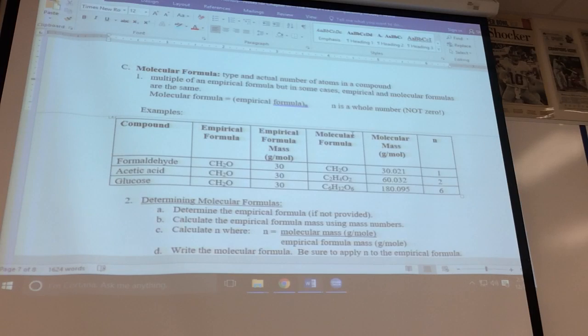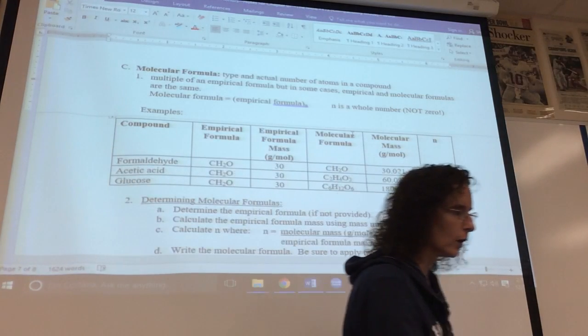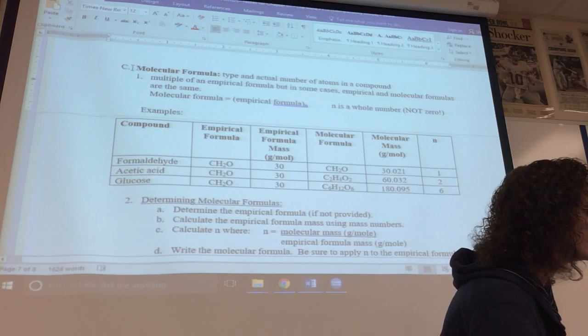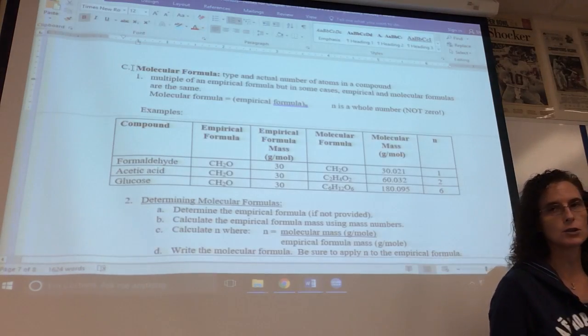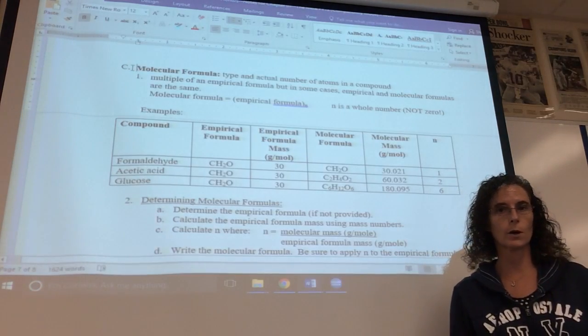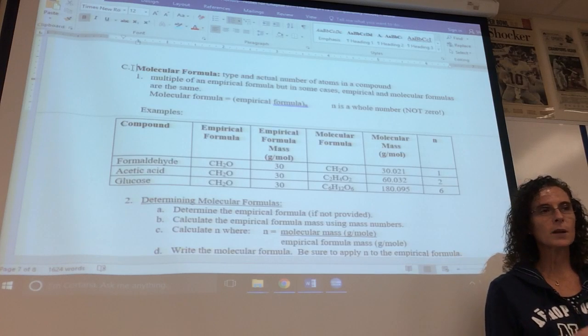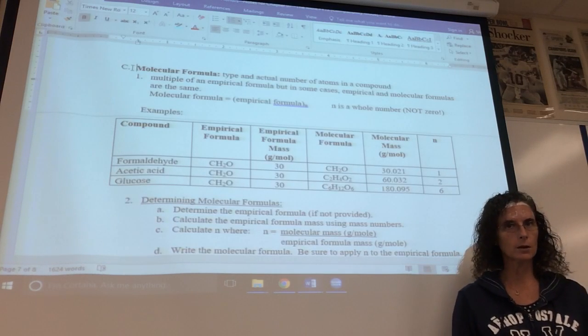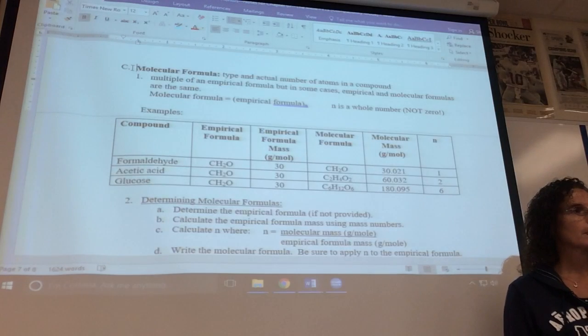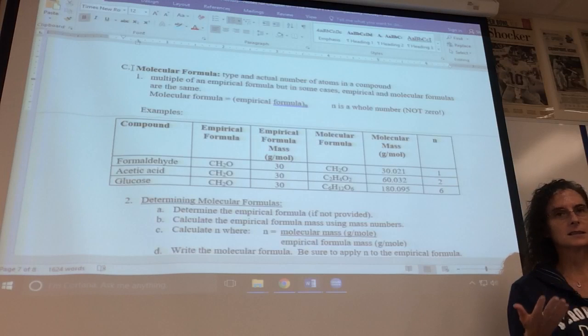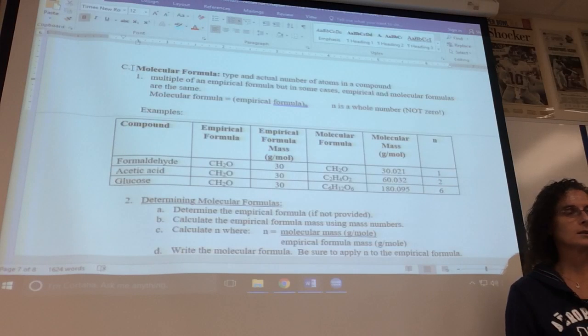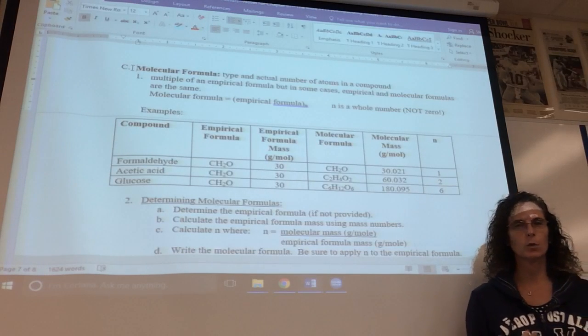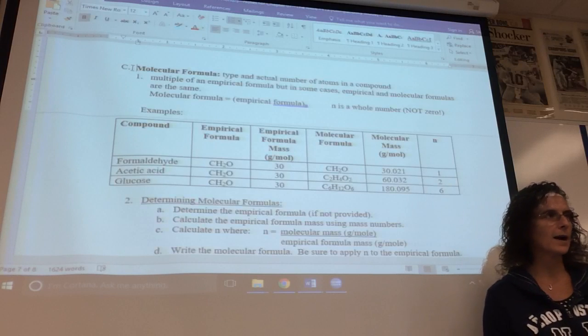So the first thing we want to do is make sure that you recall what an empirical formula is and then compare and contrast it with a molecular formula. So in regard to empirical formula, what's an empirical formula? Simplest whole number ratio of atoms or elements in a compound. It can be covalent or ionic, but we'll do more with the covalent compounds.